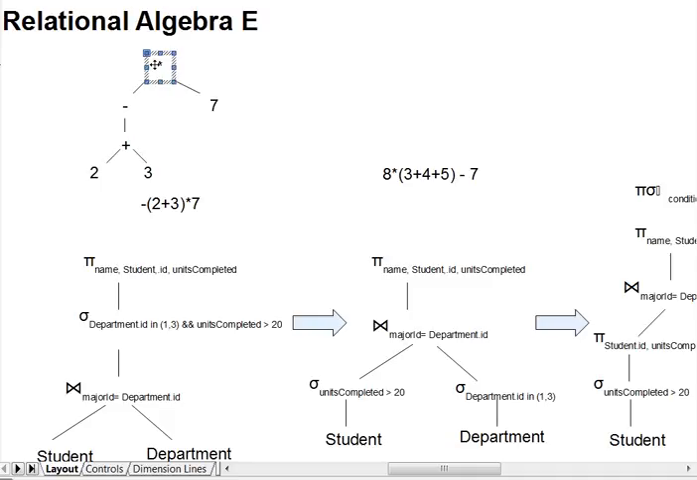2. Since the structure of the tree determines the order of operations, there's no need for parentheses in the tree. 3. Most operators have 2 operands, and thus 2 children in the expression tree. But unary one-operand operations, like the minus sign, negation sign, have only 1 child in the expression tree, which is the result in this case of the 2 plus 3.